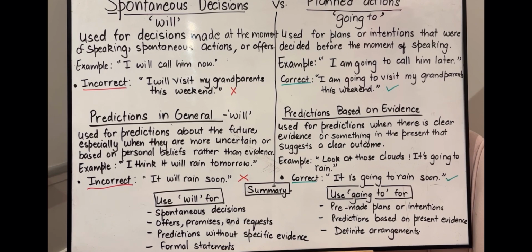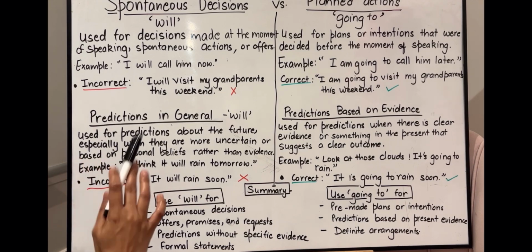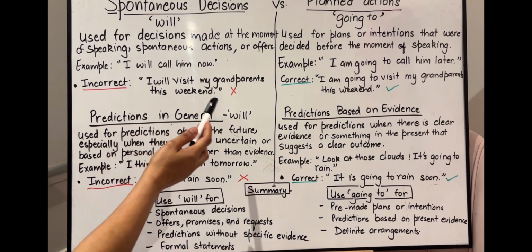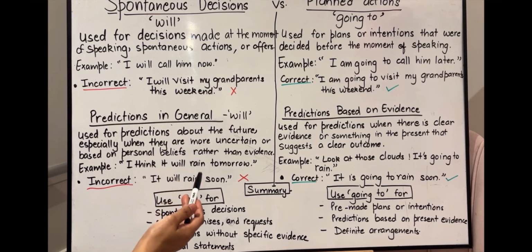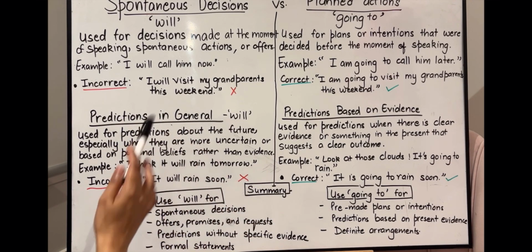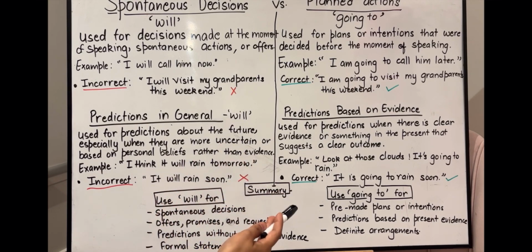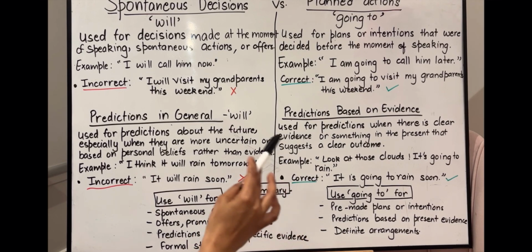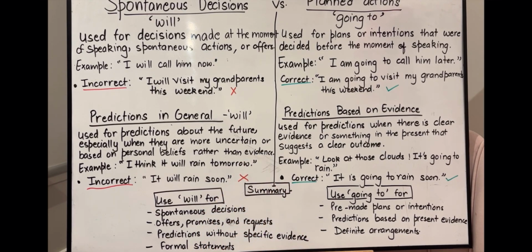So the common confusion is using will for planned actions. For example, I will visit my grandparents this weekend. If it's a plan, you have to use going to and not will. The correct one will be I'm going to visit my grandparents this weekend, because this indicates that you have already decided it, you have already planned it.